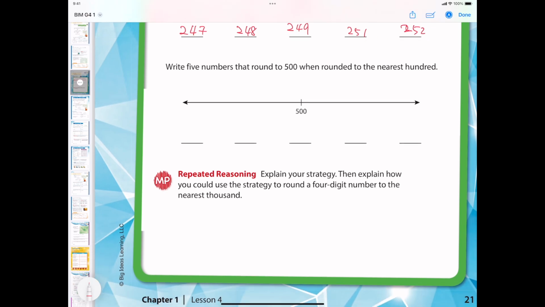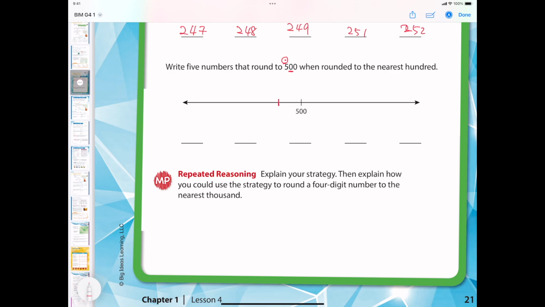Write 5 numbers that round to 500 when rounded to the nearest 100. So the problem is what? Yes, our target number is the hundreds place. And what's the matter number? Yes, the number right next to it, to the right side, which here is 0. So I'm going to use the same strategy.